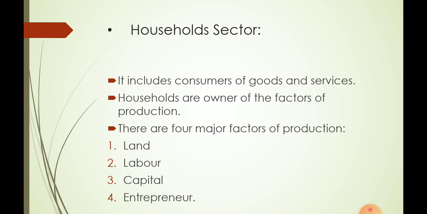First, household sector. It includes consumers of goods and services. And the most important point about household sector is that households are the owners of the factors of production. Now, what is the factor of production? So there are four major factors of production: land, labor, capital and entrepreneur. And without these four factors of production, a sector cannot think about production.